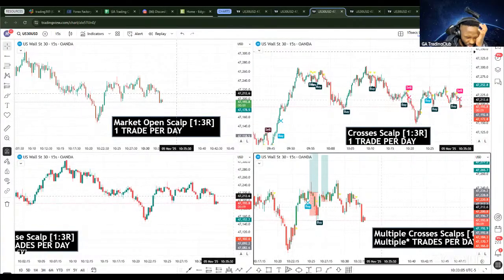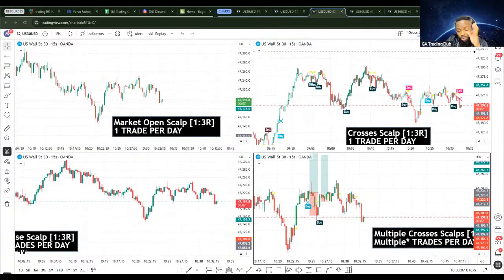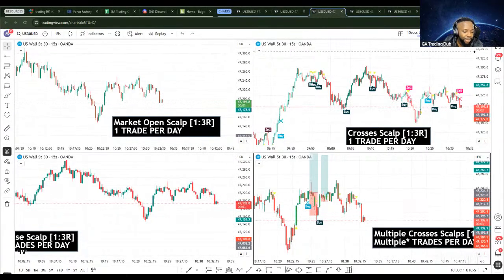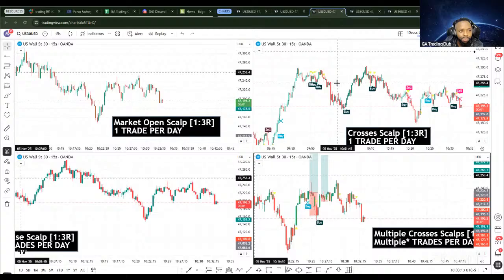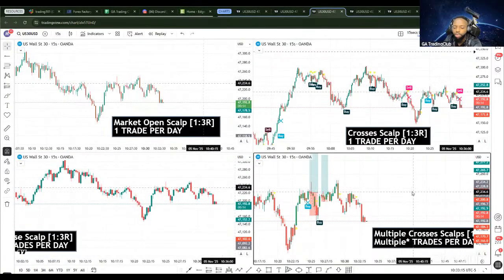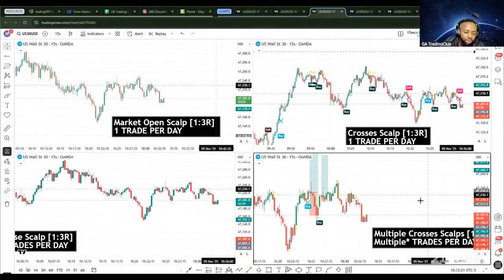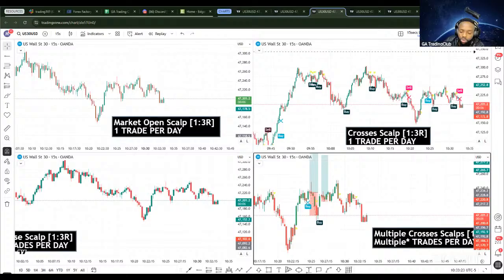I'm still going to look at what we are going to move to for the official trades. I really like the multiple crosses, and we'll probably end up using that. But I feel like I need more data, more than just the data for this month, and then we can figure out whether or not that's where we're going to move to. But other than that, that should be it.